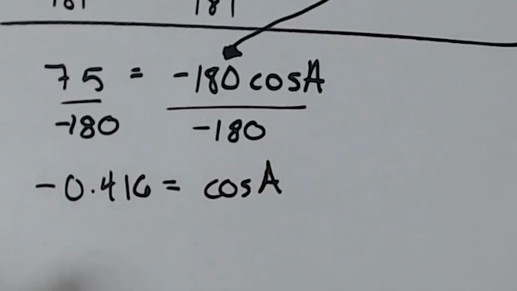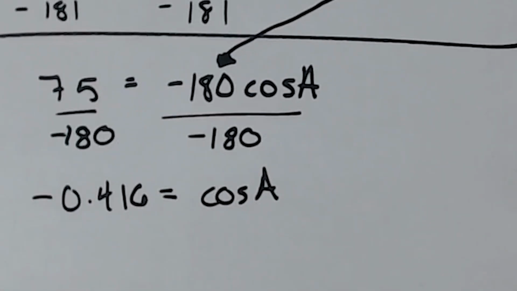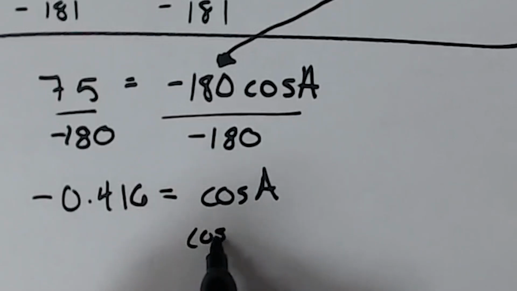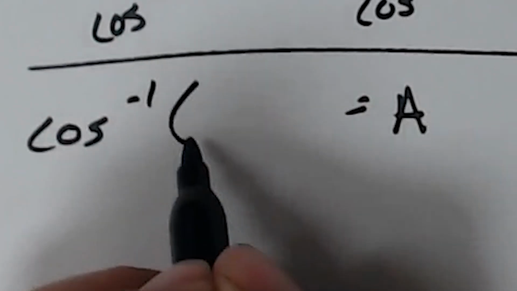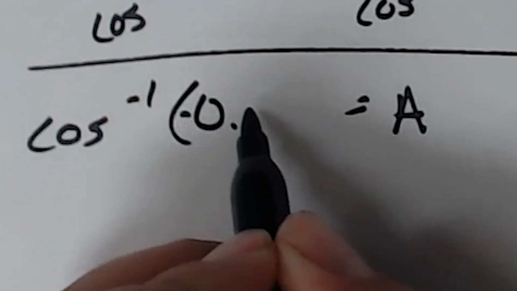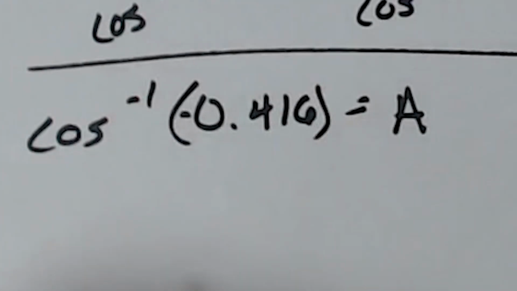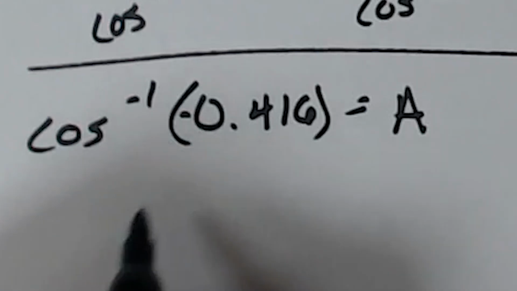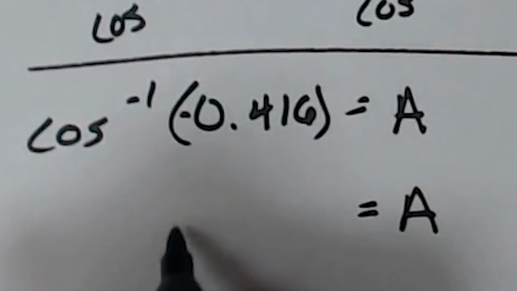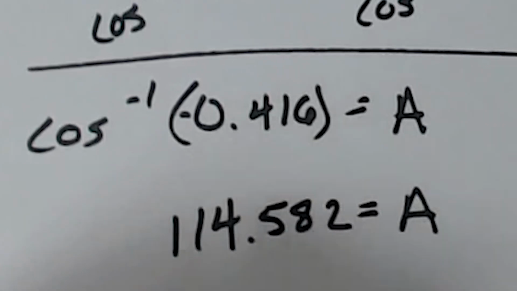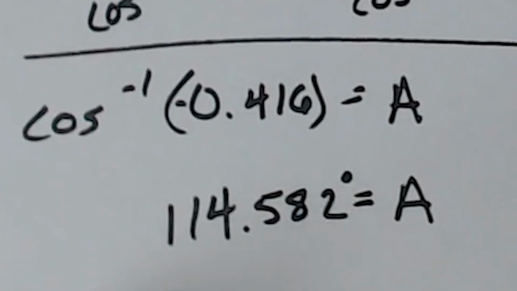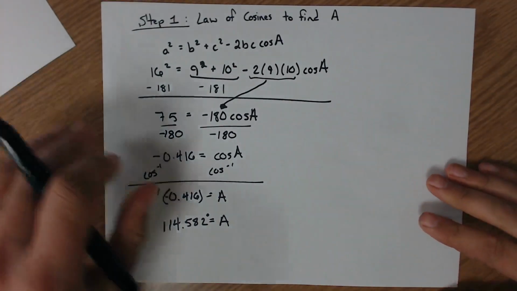We talked earlier that we couldn't just divide by sine like we normally would, so we have to use cosine inverse or arc cosine in this case as well. When I do that, I have inverse of cosine, negative 0.416. Type that into the handy dandy calculator, and you get angle A equaling 114.582 degrees. That's an important piece to my triangle, and that is only step 1.